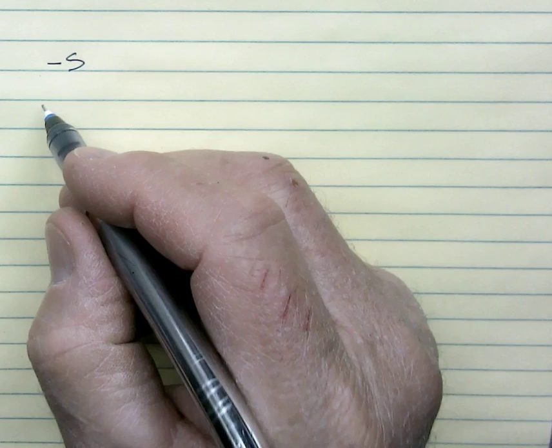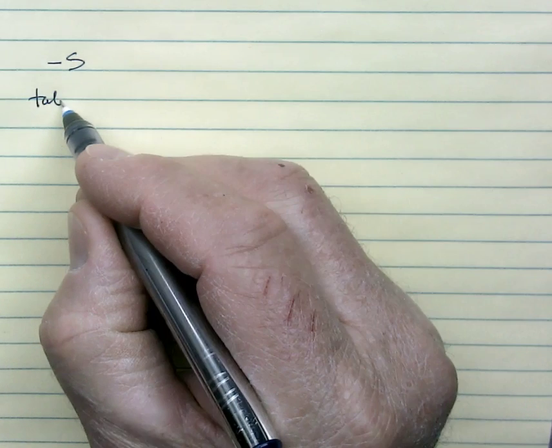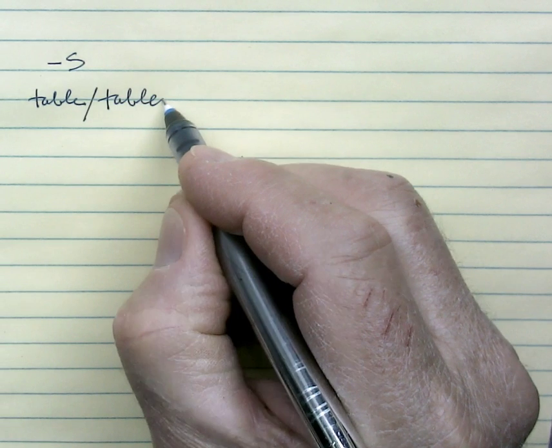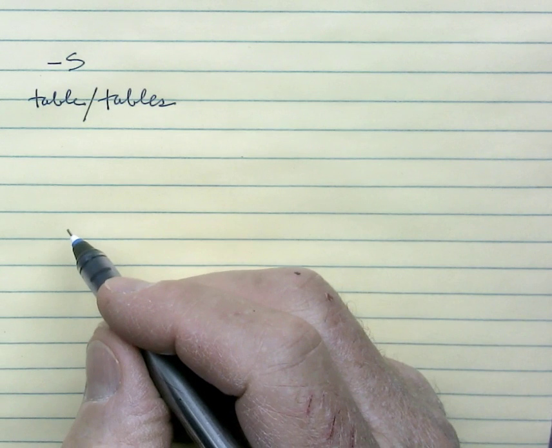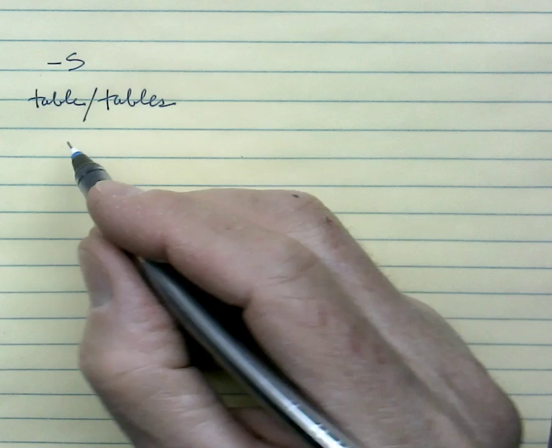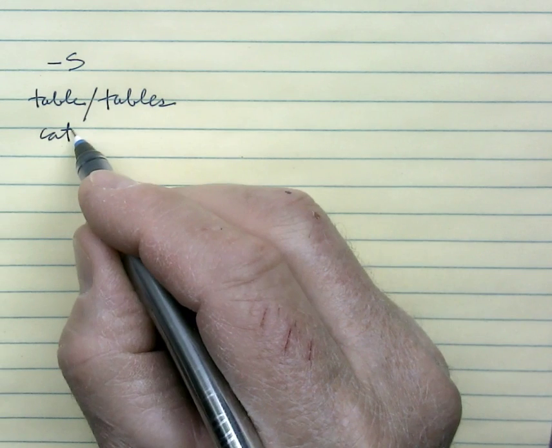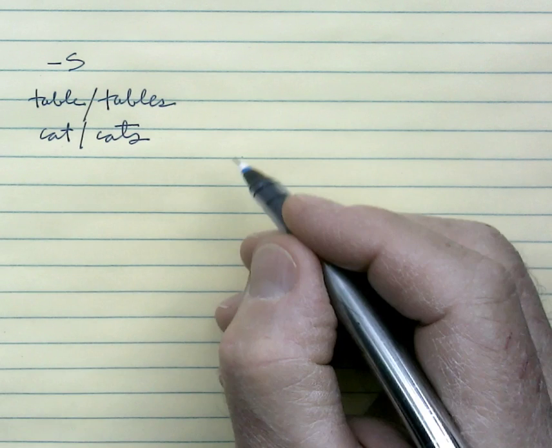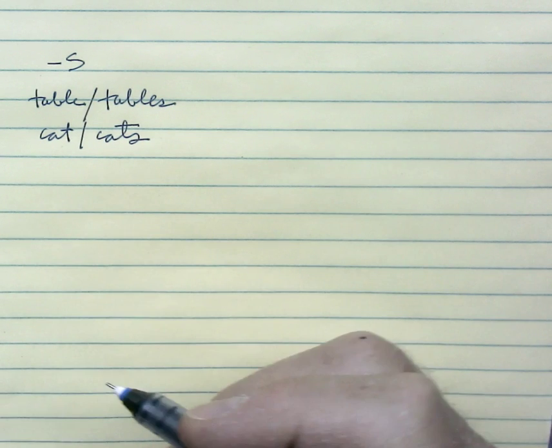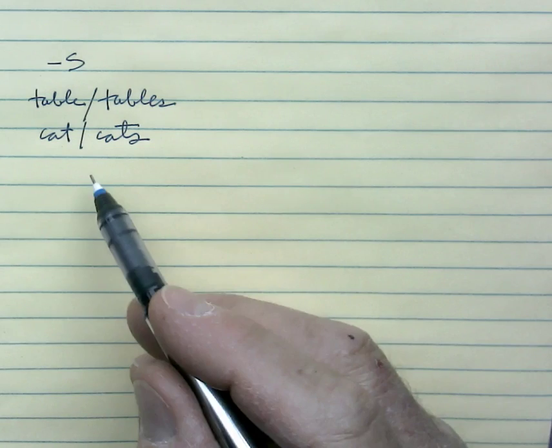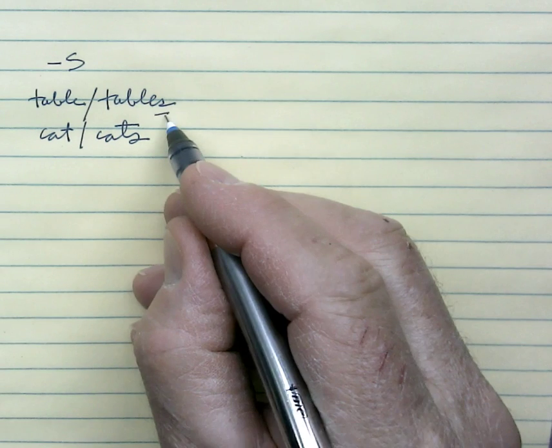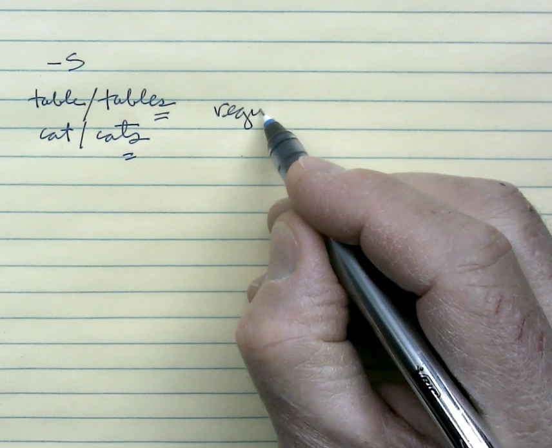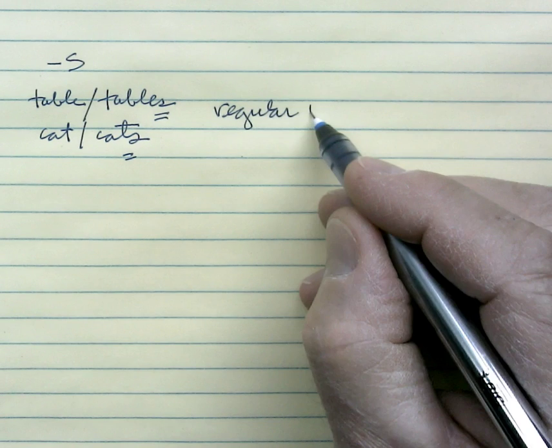For example, 1 table, 2 tables, 1 cat, 2 cats, etc. Noun plurals formed by adding s like this are called regular nouns.